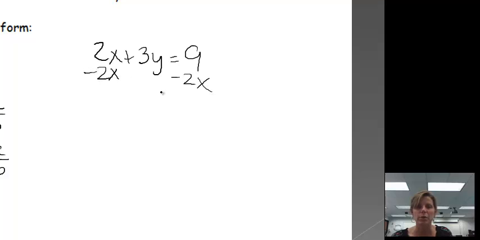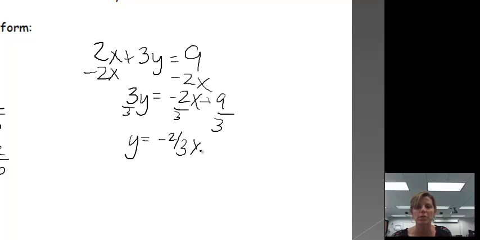I'll subtract 2x from both sides. So I'll get 3y equals -2x plus 9. I'll divide all 3 parts by 3. So I'll get y equals -2/3 x plus 3. And then I know my slope is just my m, which would be -2/3. Okay, so that was the long way.